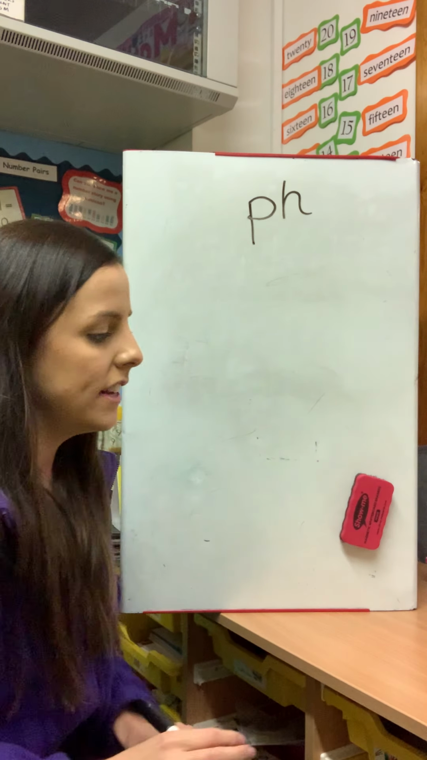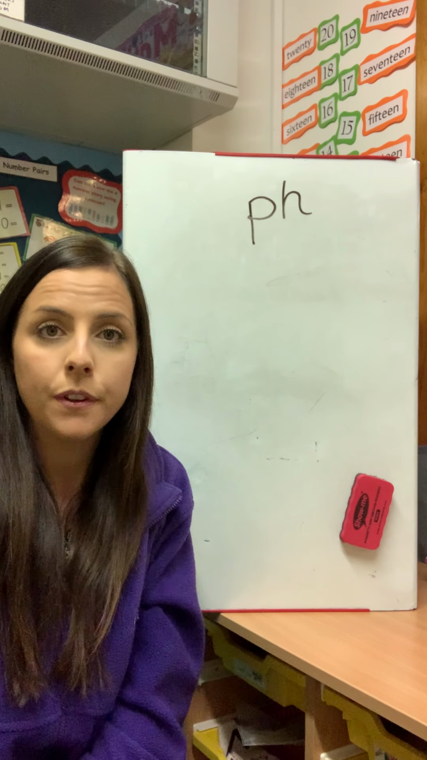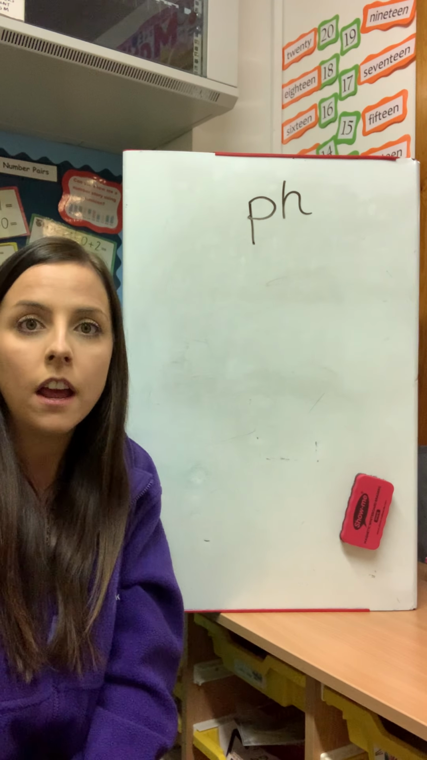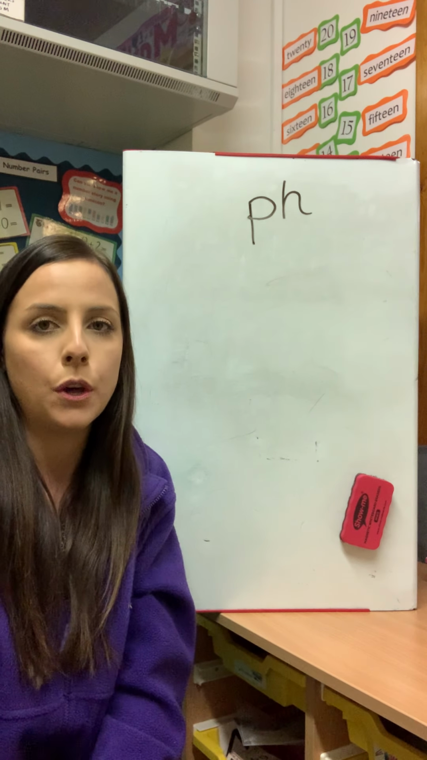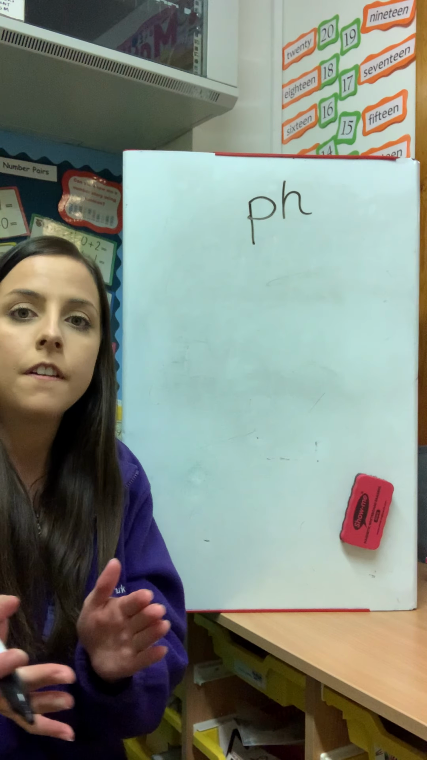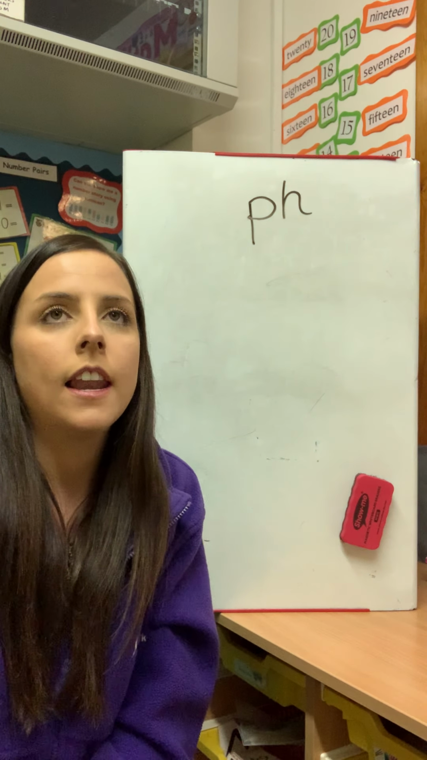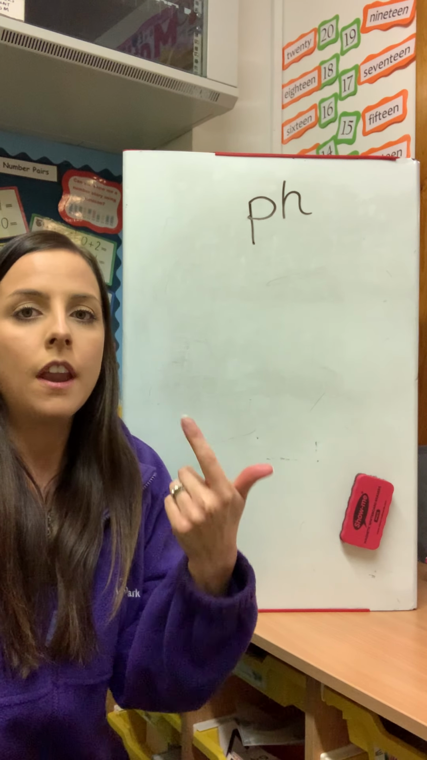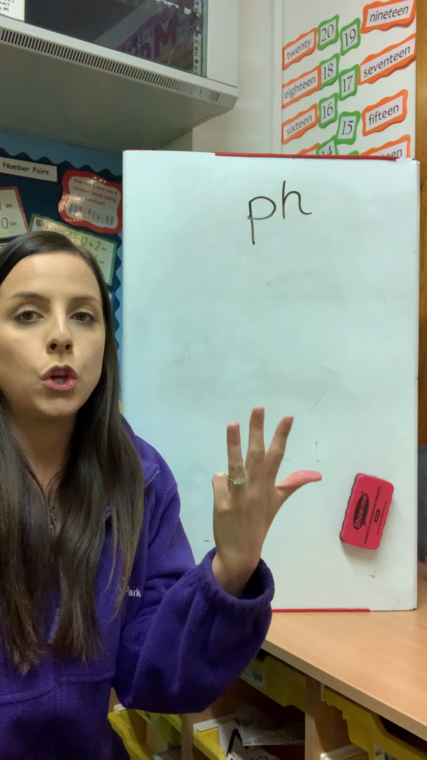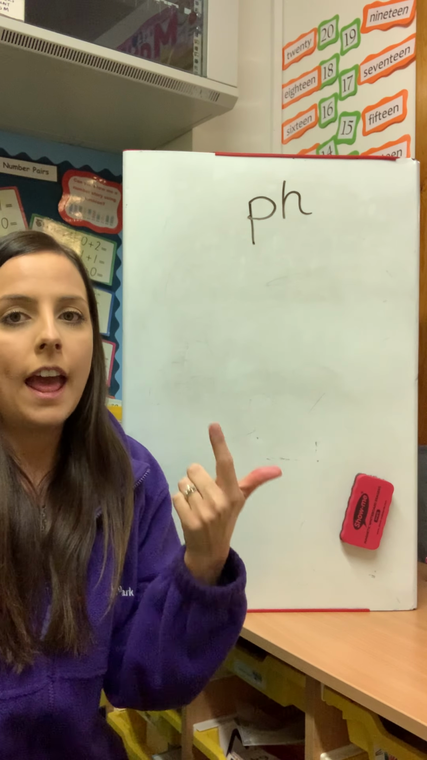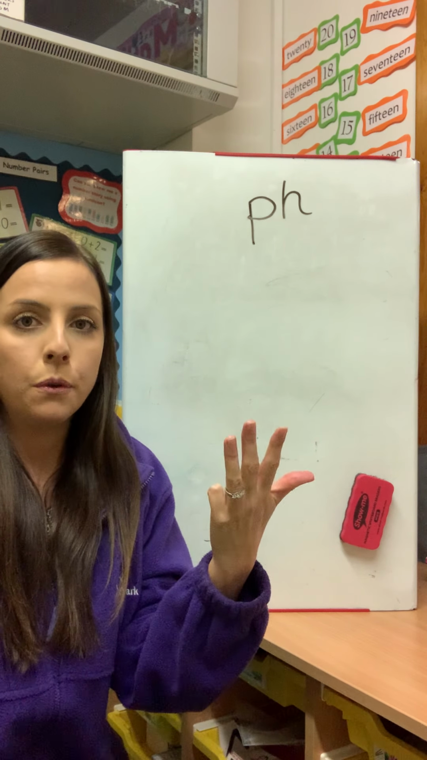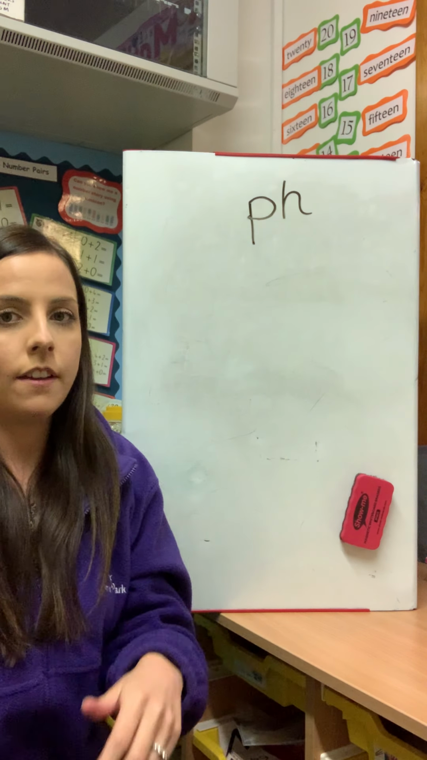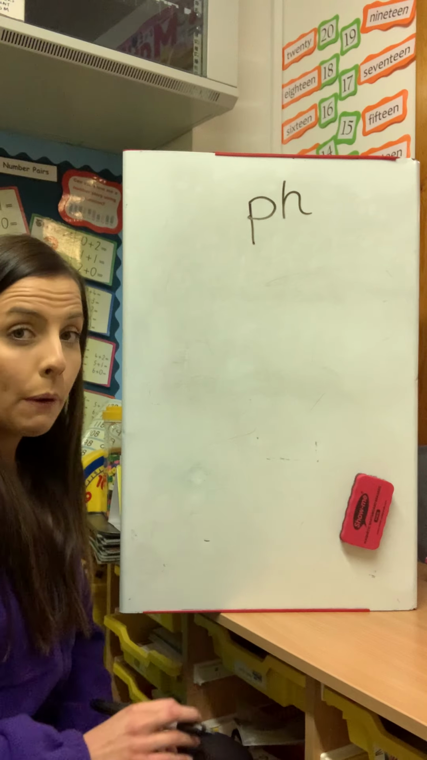Okay, the word is nephew. And you might have a nephew in your family, someone in a family. Nephew. So you can break up nephew, okay? Let's sound it out together. 1, 2, 3. N-F-U. N-F-U. N-F-U. Okay, right. Have a go at writing it.